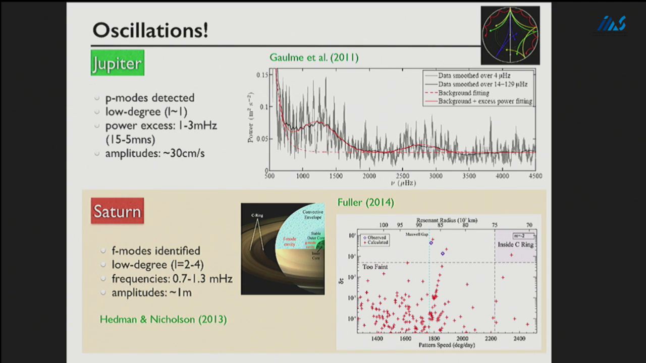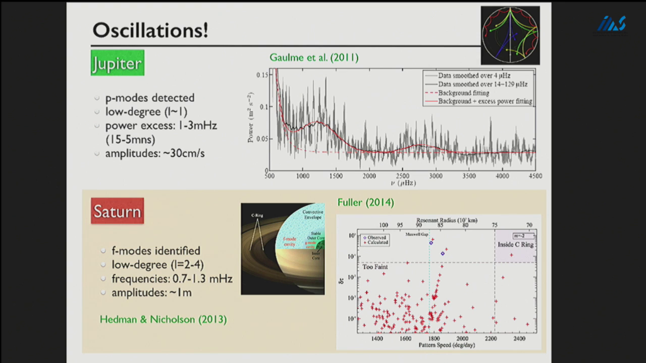Okay, so lastly, for the measurements, we've been able to see oscillations recently. It's been a subject that's been around since the 90s, actually. But really, the decisive measurements have been done in the last few years. So for Jupiter, using a Doppler imager, basically, Gaulme et al. have measured this power spectrum.